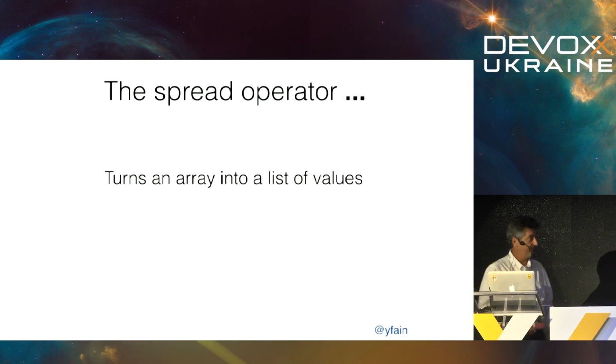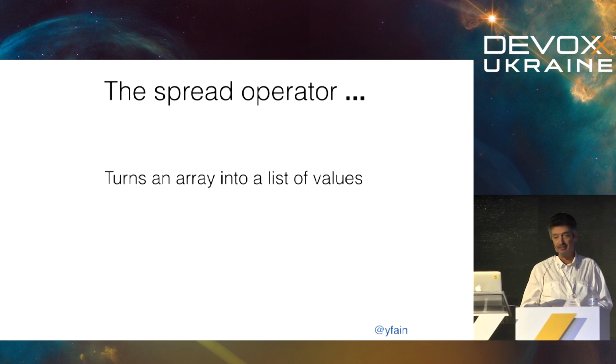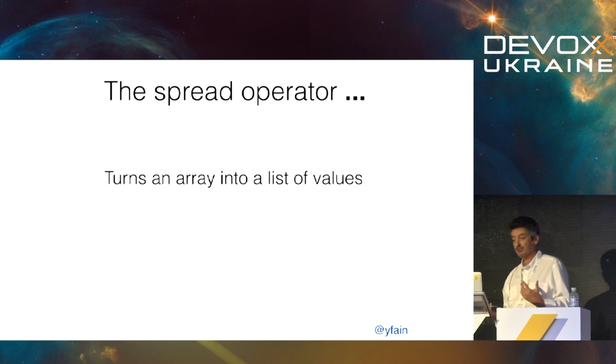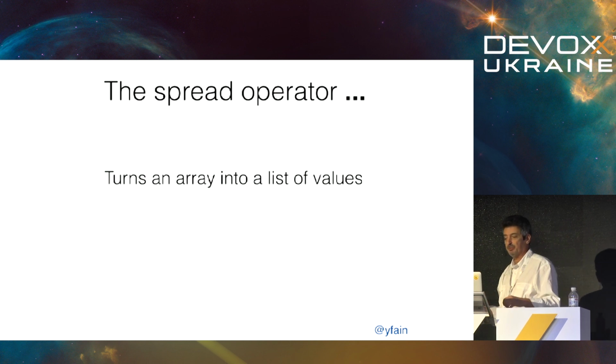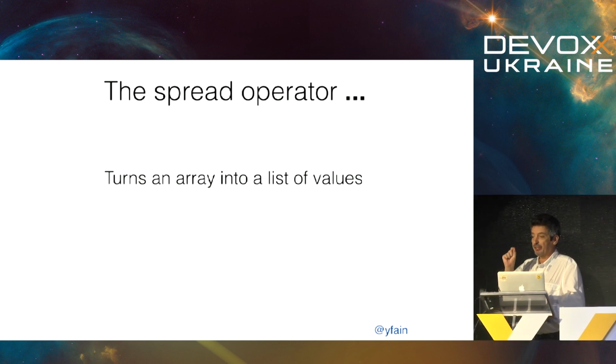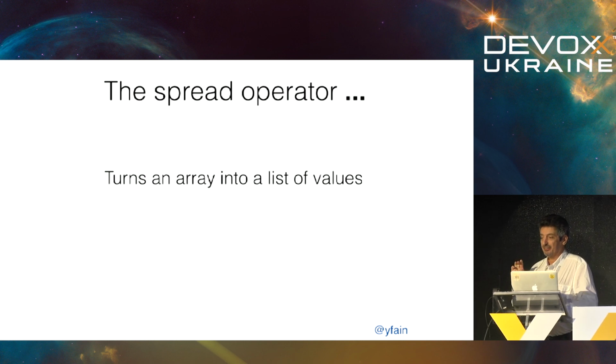Spread operator. It's also represented by 3 dots. I don't know why, to be honest with you. They don't have imagination to come up with something else, or maybe to confuse people. But it's also an operator, but it does different things.